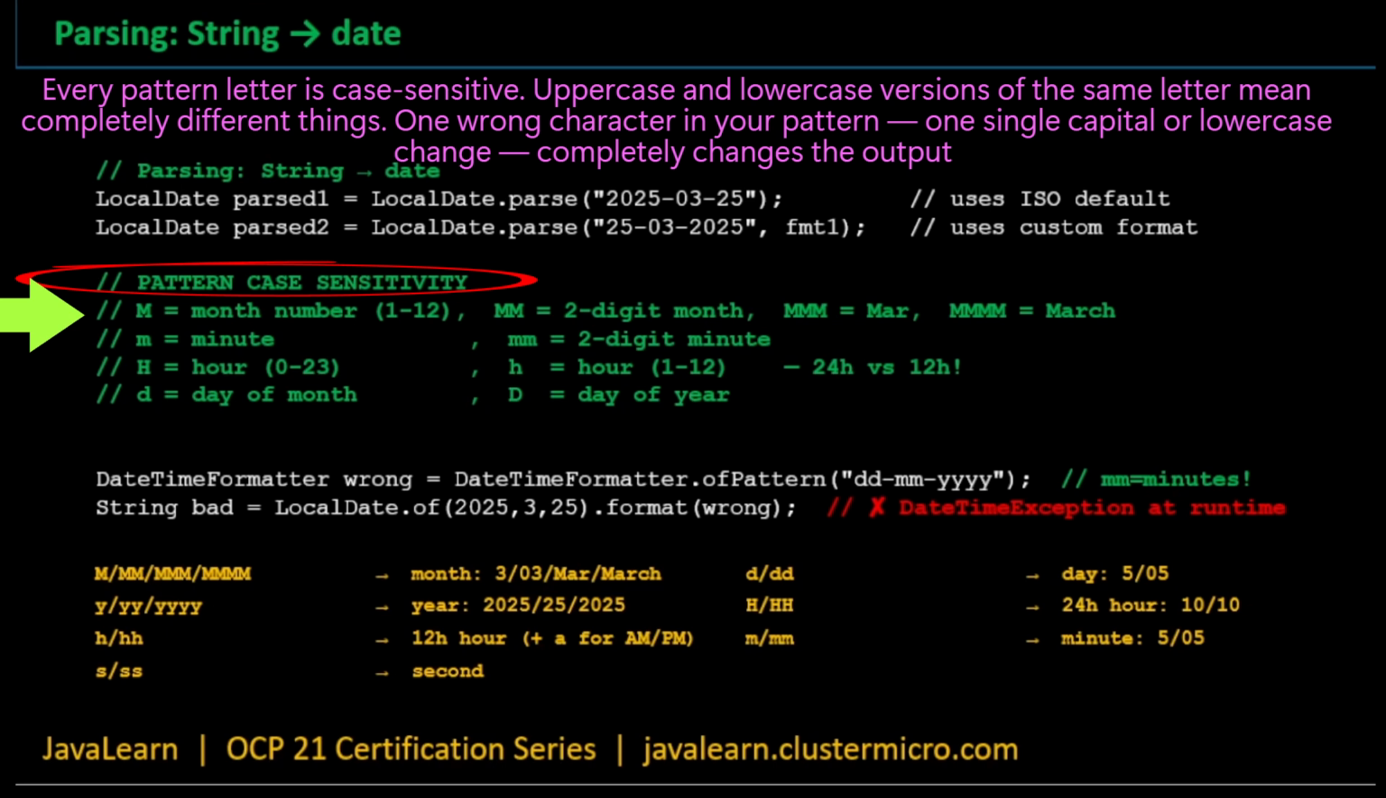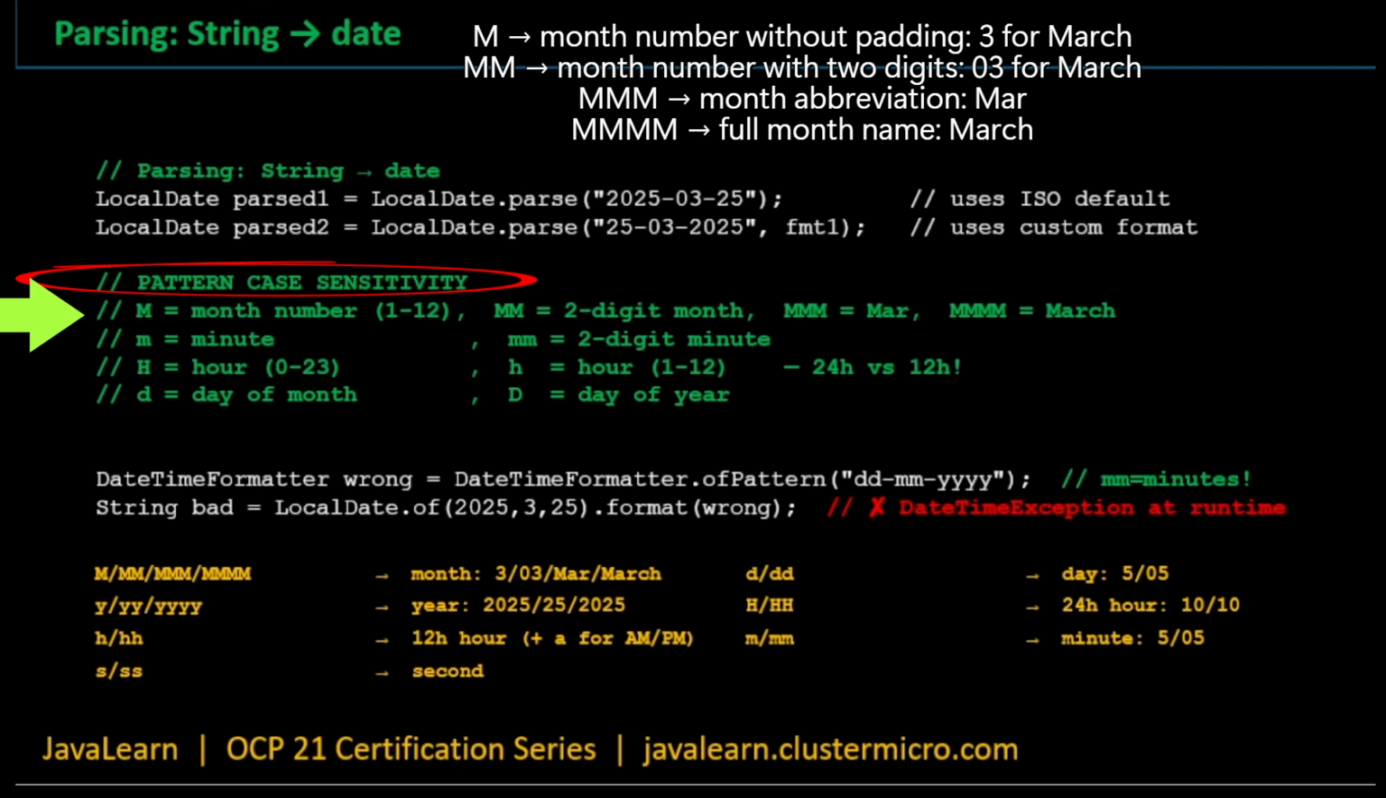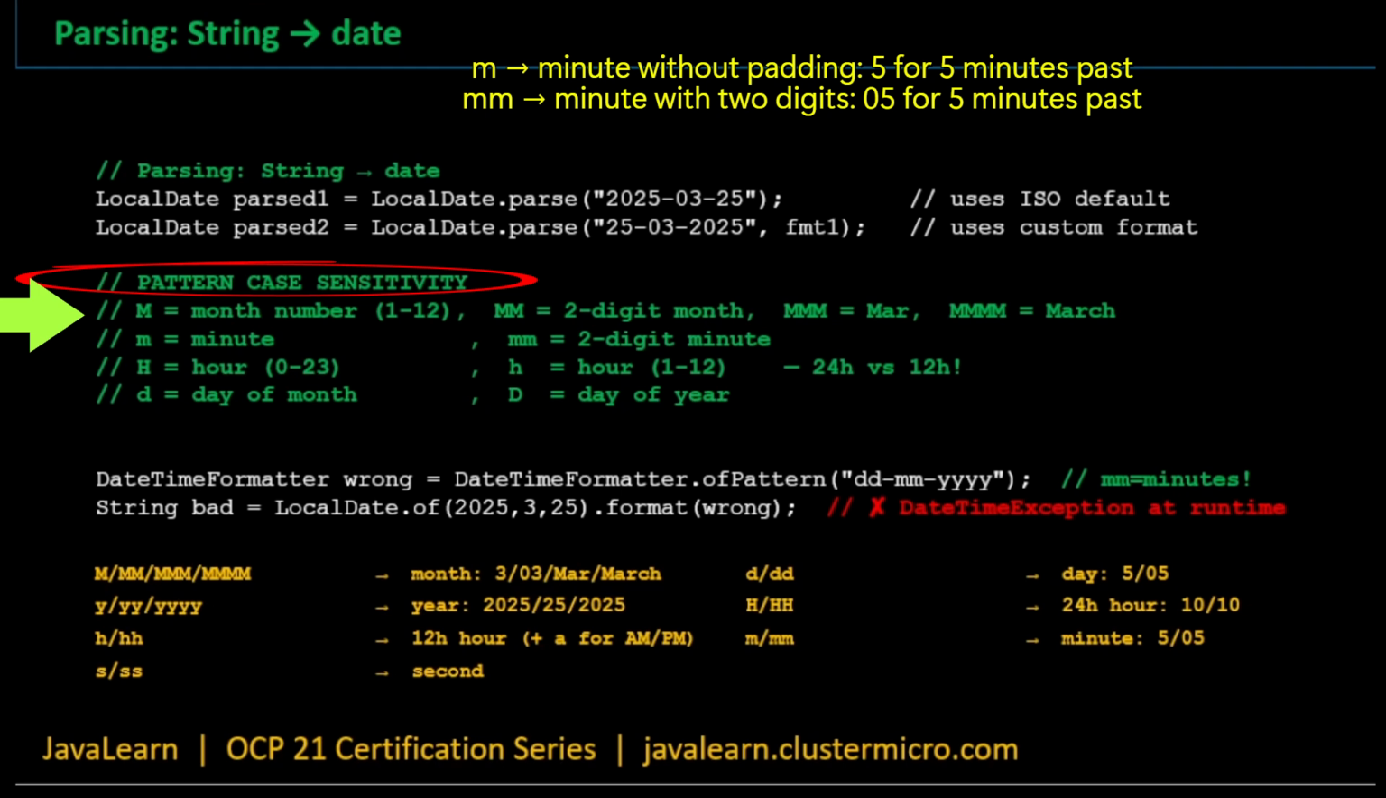Okay, and then we have lowercase m, that is minute. The number of m characters controls the format. So if we have 1 m, it is minute without padding, 5 for 5 minutes past. And then we have mm, right? Two small m in lowercase, so minute with 2 digits, 05 for 5 minutes past. So capital MM means month and lowercase mm means minute. They look almost identical, one capital, one lowercase.